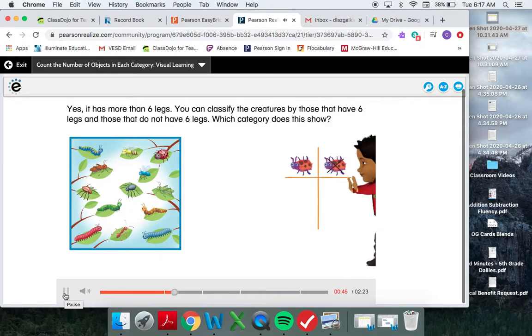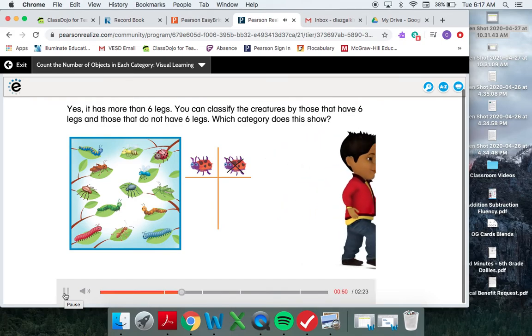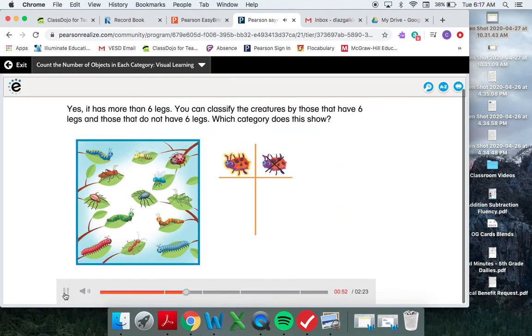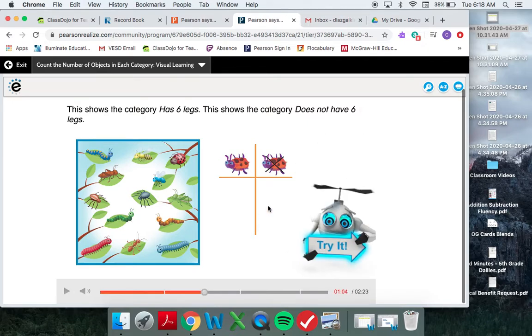You can classify the creatures by those that have 6 legs and those that do not have 6 legs. Which category does this show? This shows the category has 6 legs. This shows the category does not have 6 legs. Okay, so for this part, you really want to make sure kids are understanding that language, category, and classify. So they need to be able to sort or categorize or classify these bugs into these two spots.